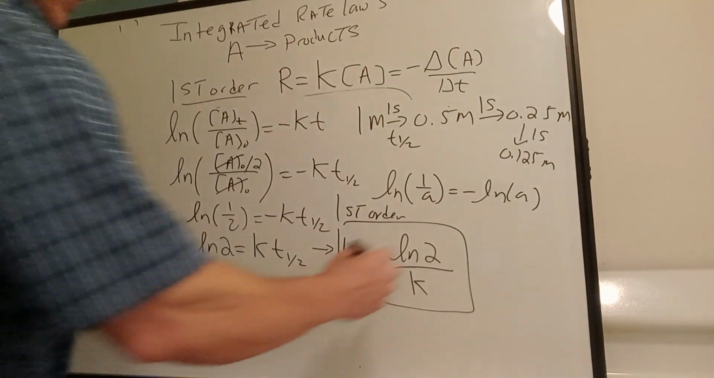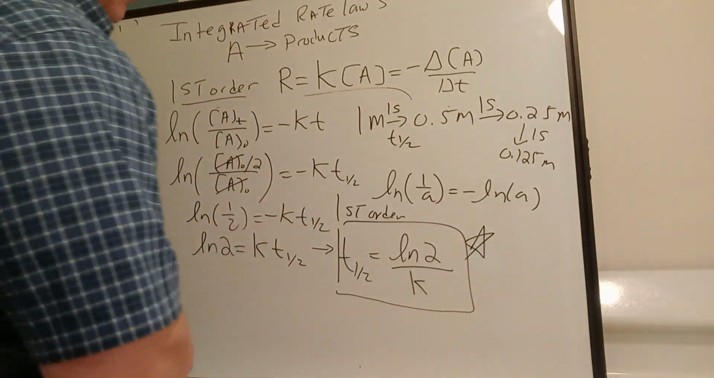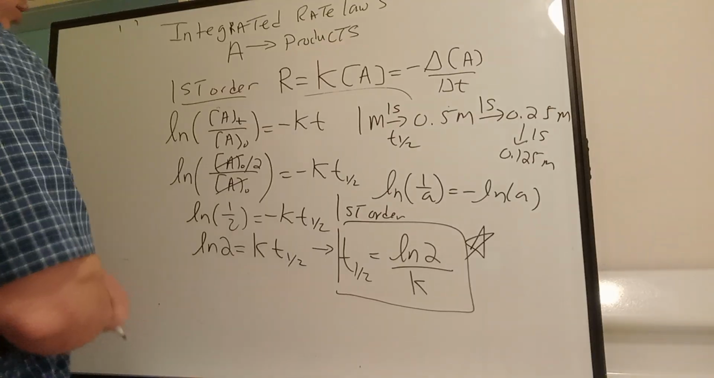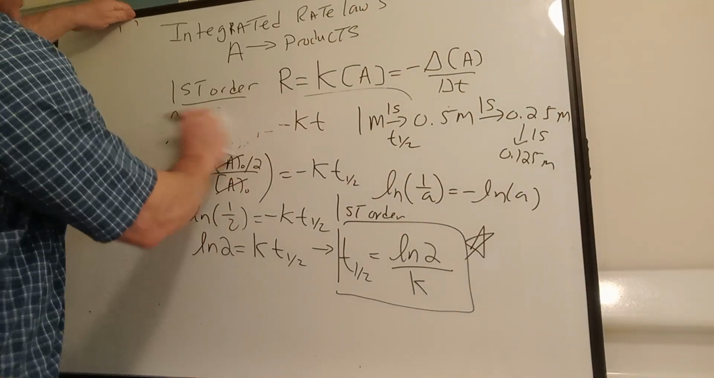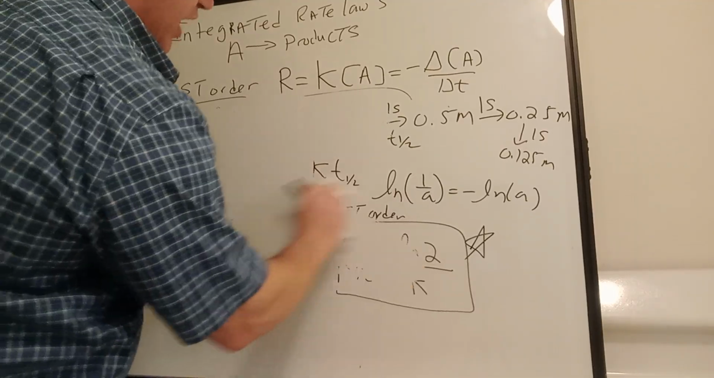So that's an important result. I'll put a star here. If I give it to you on the exam, that's fine. If I don't, you either know it or write it down. That's important information. So let's continue on with first order.